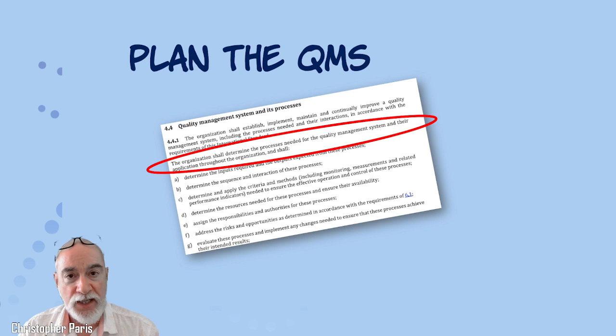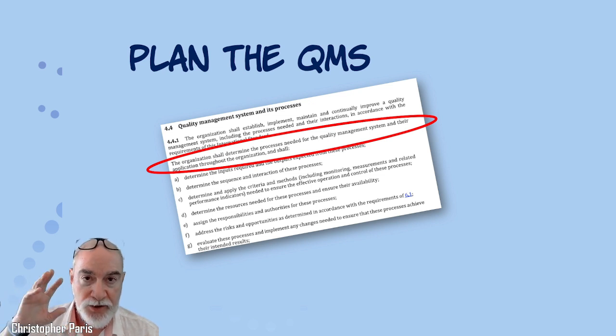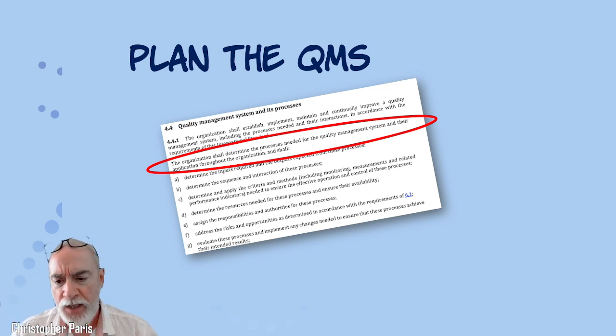All right. So let's start. How do you plan the QMS? Well, one of the planning stages is 4.4, right? Up in the front of the standard during the planning stages. And it says, the organization shall determine the processes needed for the quality management system and their application throughout the organization. Okay. So the first thing they tell you is to identify the processes, because why?